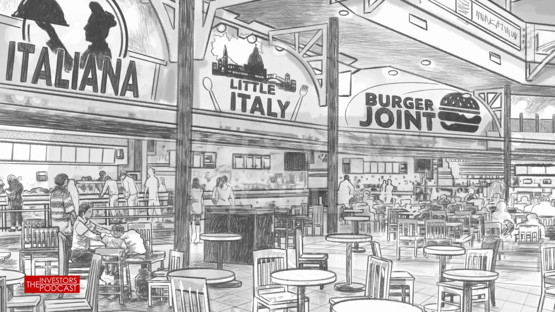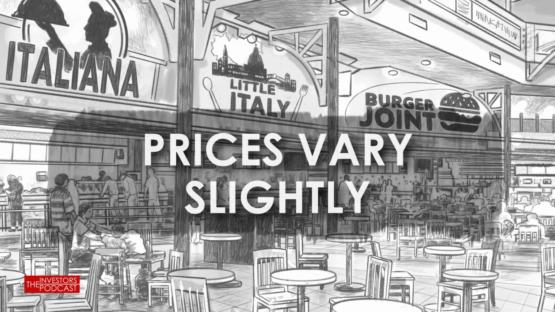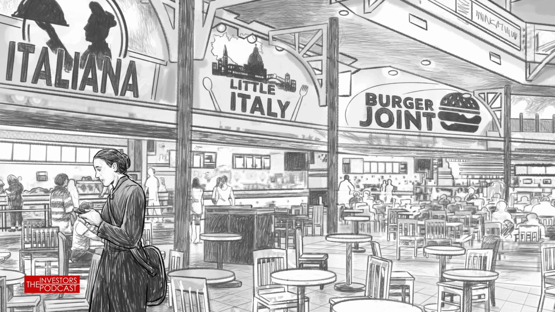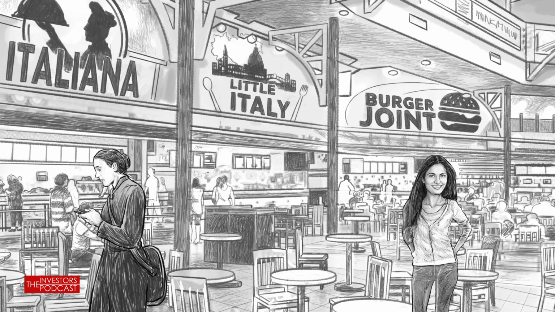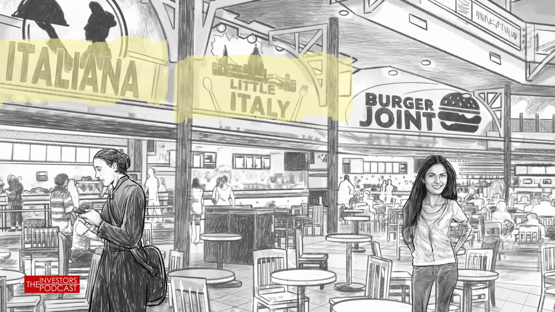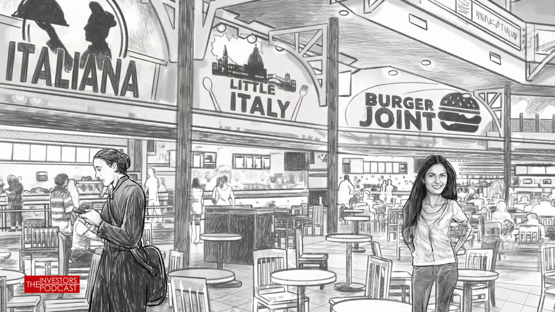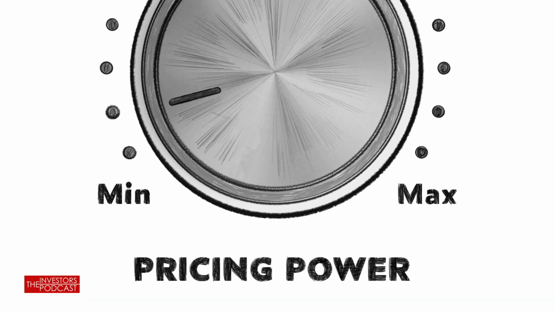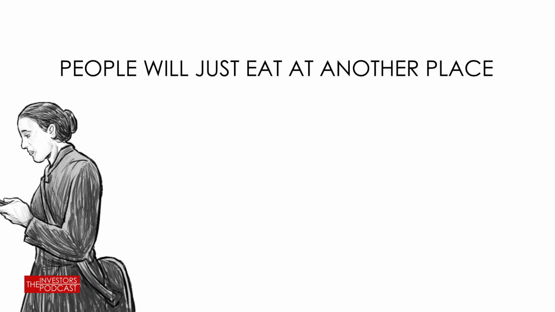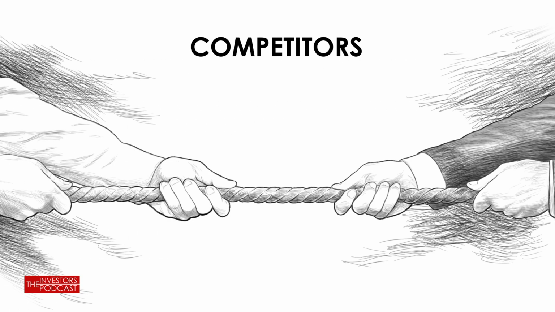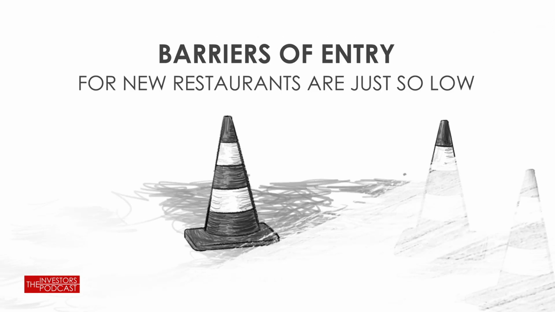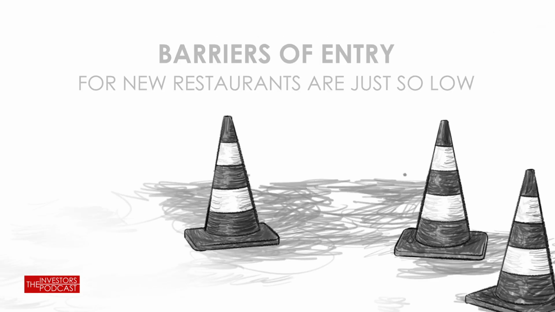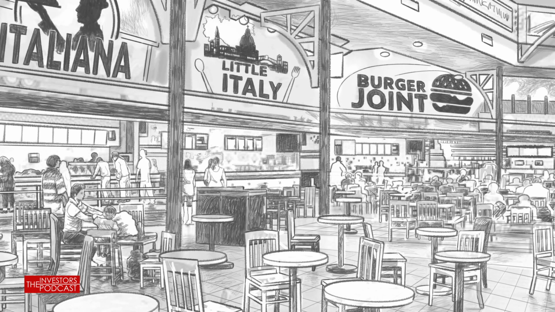Let me provide the example of restaurants in a food court. In a food court, the prices vary slightly. And even if one person might want Italian food and another person a burger, or you might even see 2 different Italian restaurants competing next to each other with slightly different products. If you think about it, restaurants do not have a lot of pricing power. As soon as they raise prices, people will just eat another place. There are so many competitors out there, and knowing that the barrier of entry for new restaurants is just so low, basically everyone can go into that industry. Restaurants in the food court, that's a tough industry to be in.